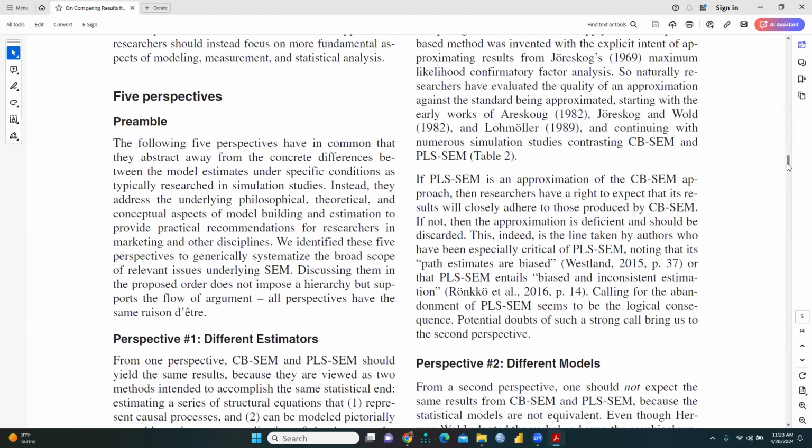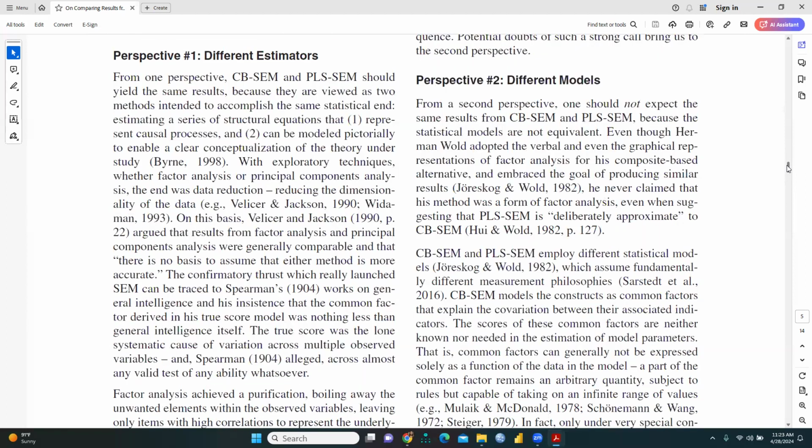Then we move to the second perspective, different models. One should not expect the same result from CVSEM and PLS-SEM because the statistical models are not equivalent, even though Herman Wold adopted the verbal and even the graphical representation of factor analysis for his composite-based alternative.